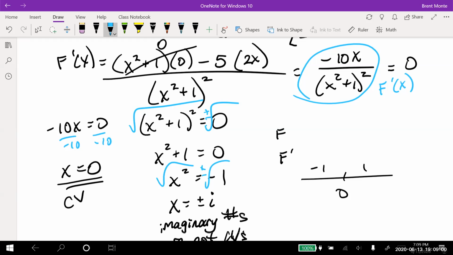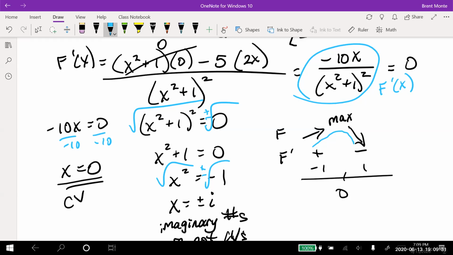And if I plug in -1, -10 times -1 is +10. So the derivative is positive. So the graph is increasing. And if I plug in 1, -10 times 1 is -10. So the graph is decreasing. So there has to be a max at 0. And again, just picture the graph. We know the graph goes up, then it comes down. Oh, there has to be a max.